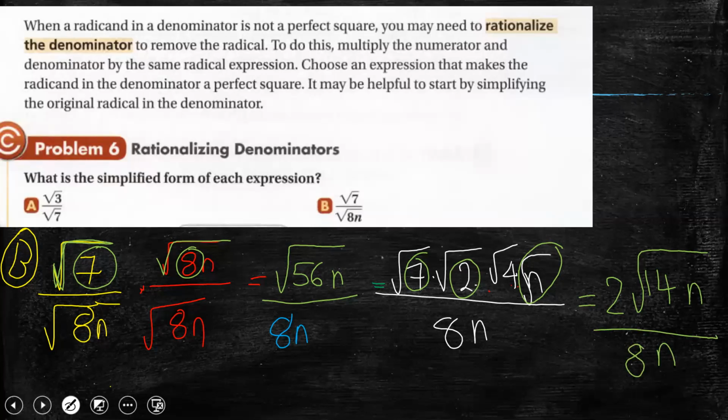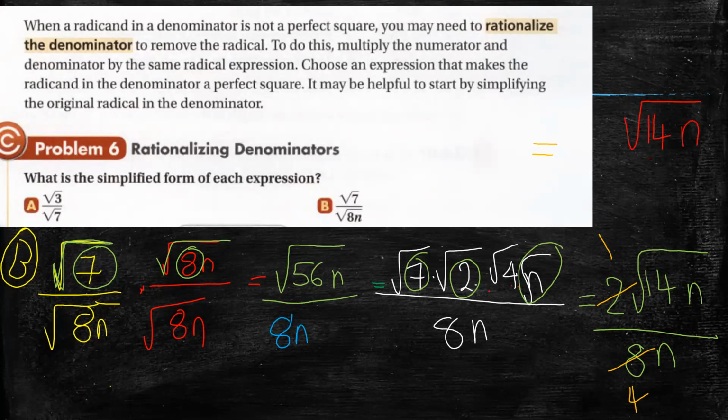Now, I want the simplified one. Can I stop here now? Look at the numbers, 8 and 2. Are they simplified, 8 and 2? No. If you divide up by 2, you get 1. If you divide down by 2, you get 4. So because of that, I will say now that the final answer is square root of 14n over 4n. This will be now the final answer.